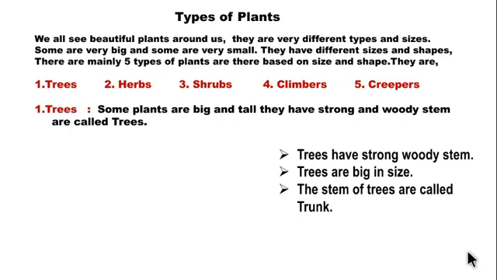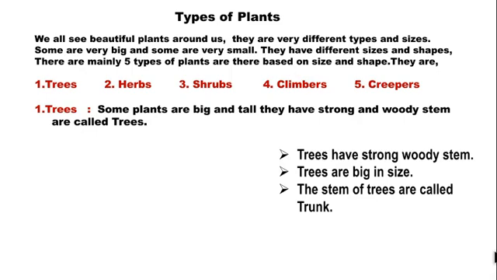So we all see beautiful plants around us. They are very different types and sizes. Some are very big and some are very small. They have different sizes and shapes. There are mainly 5 types of plants based on size and shape. They are trees, herbs, shrubs, climbers and creepers.